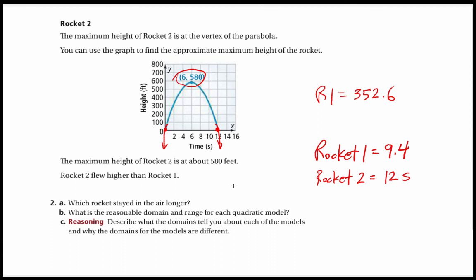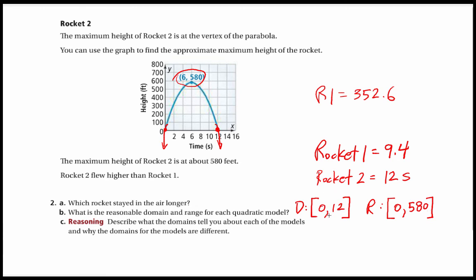So the reasonable domain in this problem would be, and again, for the model is the one that we have the graph of, the reasonable domain would be from 0 to 12. Including 0 and 12, this would be the domain. Okay, and this is for rocket 2. What's the range? Well, the range, what's the least range value? This is 0 again. And the max range value would be 580. So that's the reasonable domain and range for the problem.